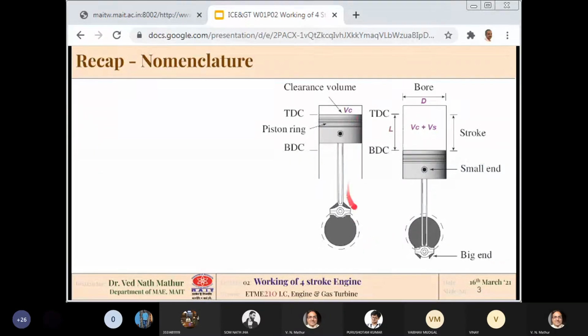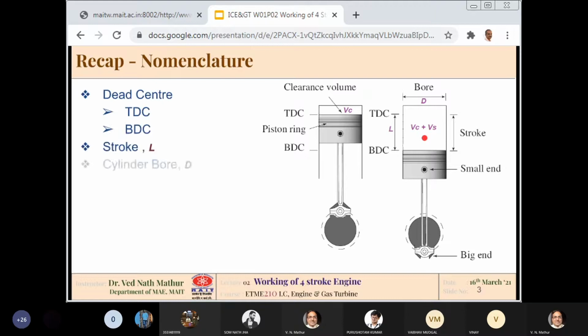So this figure also I showed you yesterday. I said that there are two positions of the piston. The topmost position is called top dead center, and when the piston is at the bottommost position, this is called bottom dead center, and the distance between these is the stroke length, denoted by a capital L here, and the volume swept by the piston is called swept volume. When the piston is at top dead center, the volume in the cylinder is the clearance volume. When the piston is at bottom dead center, the volume in the cylinder is clearance volume plus swept volume.